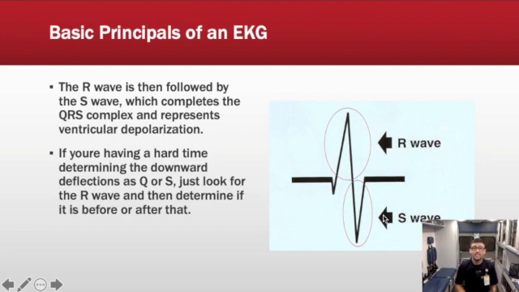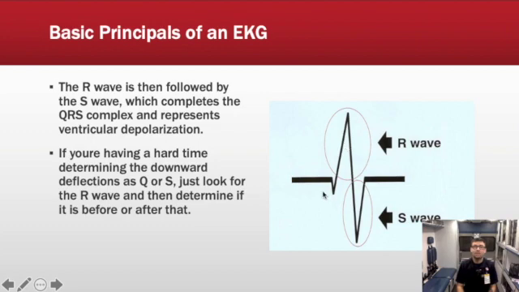The R wave is then followed by the S wave, which completes the QRS complex and represents ventricular depolarization. So the big piece of the QRS complex, and the QRS complex itself, is ventricular depolarization. If you're having a hard time determining the downward deflections as Q or S, just look for the R wave and determine if it's before or after the R wave.